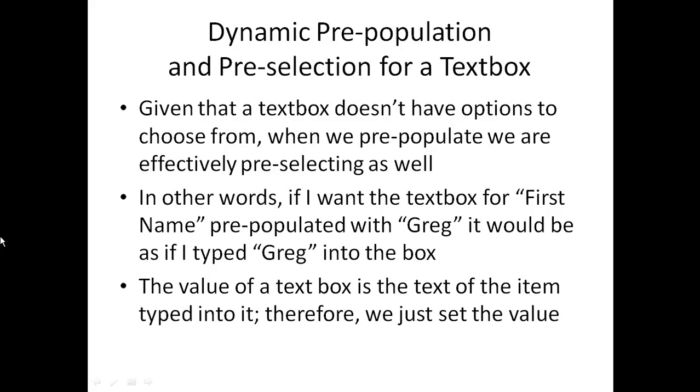Therefore, we're essentially pre-selecting. It's different from the context of a combo box where you populate the combo box with the choices and then you pre-select one particular choice. In the text box, there's not options. So we're pre-populating and pre-selecting simultaneously. The value of the text box is the text of the item typed into it, which we talked about before. Okay, therefore, in order to pre-populate and pre-select a text box, you just set the value.